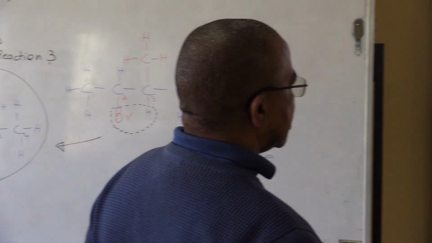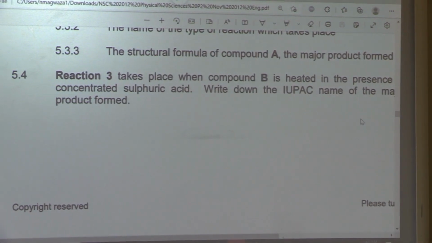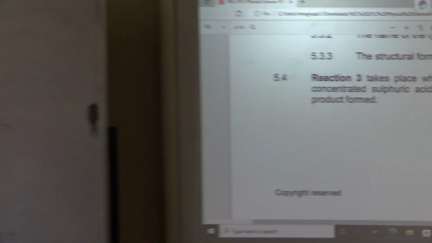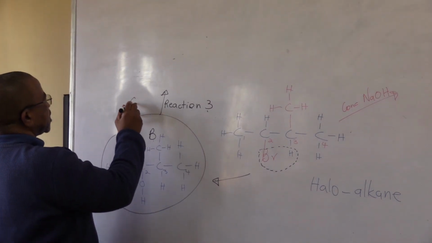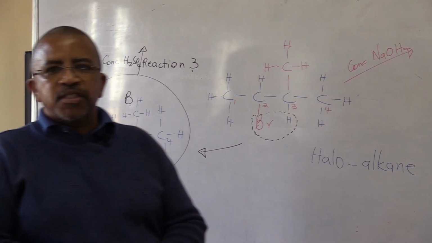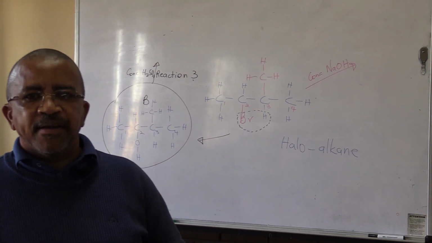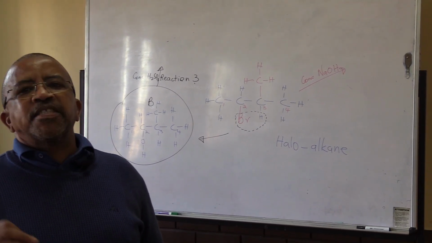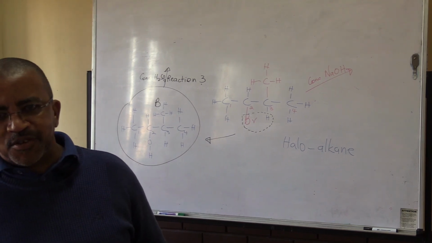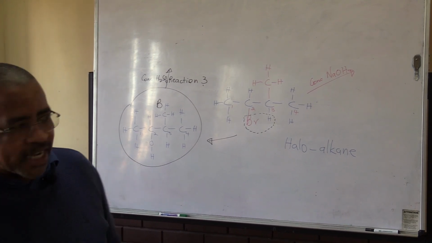Here is reaction 3. It says reaction 3 takes place when compound B is heated in the presence of concentrated sulfuric acid. You heat it in the presence of concentrated sulfuric acid. One thing that I know is that concentrated sulfuric acid is a catalyst. One of the uses of sulfuric acid is that it acts as a dehydrating agent. It removes water.